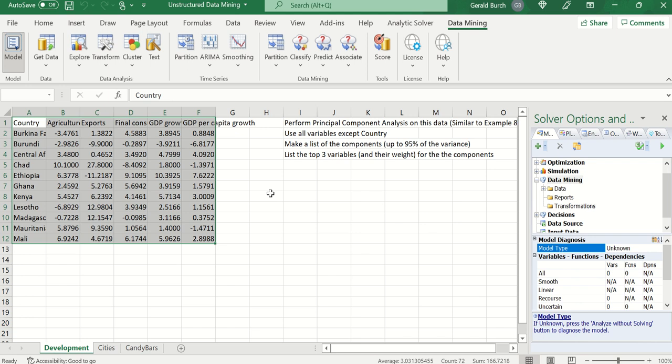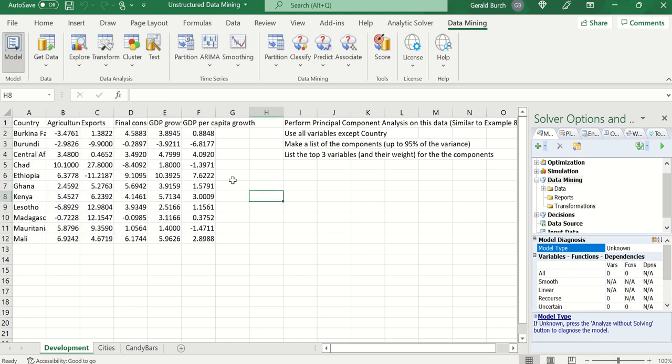Again, it's unstructured data mining because we don't really have any theory behind it. Instead, it's almost like descriptive analytics. We have data and we're just trying to find out a little bit of information about it. But again, no theory behind it.